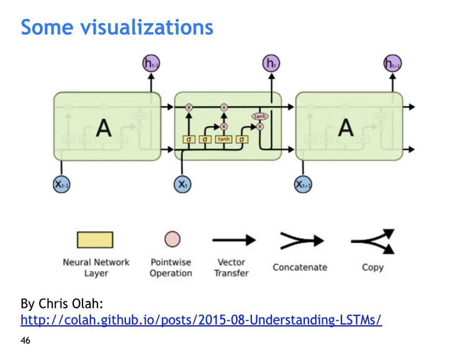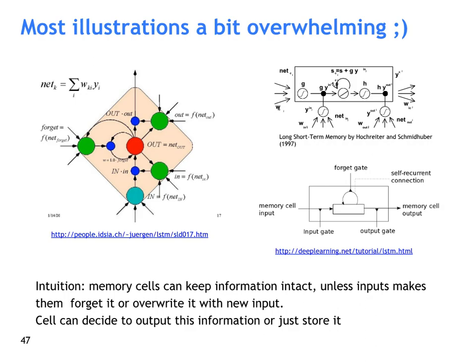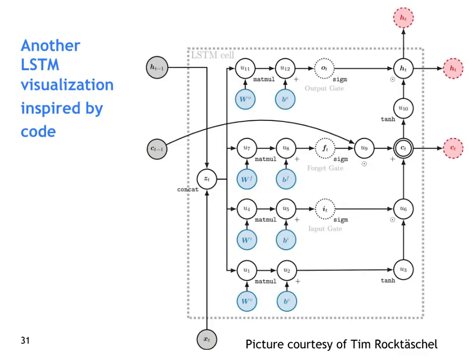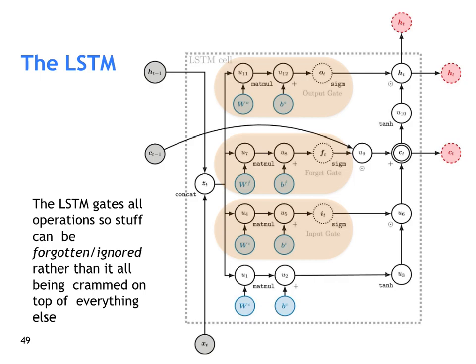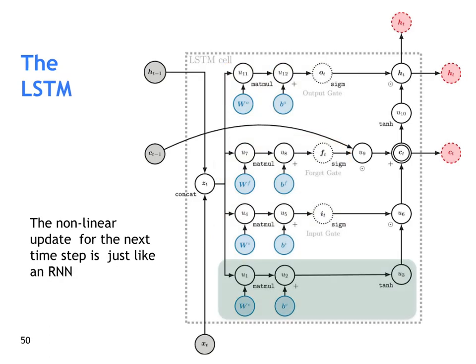Some visualizations. All this visualization was motivated by Chris Olah's blog. If you go there, you can see how he explains this very well. There are also more overwhelming illustrations, such as this one, which I found very difficult to understand. But one I really like is this visualization inspired by code. If you want to program, you can see all the matrices and biases, how they are related to each other, and where they go. As I said, the update for forget and ignore is accomplished by these three layers, and the rest is exactly the same as for a usual vanilla RNN.